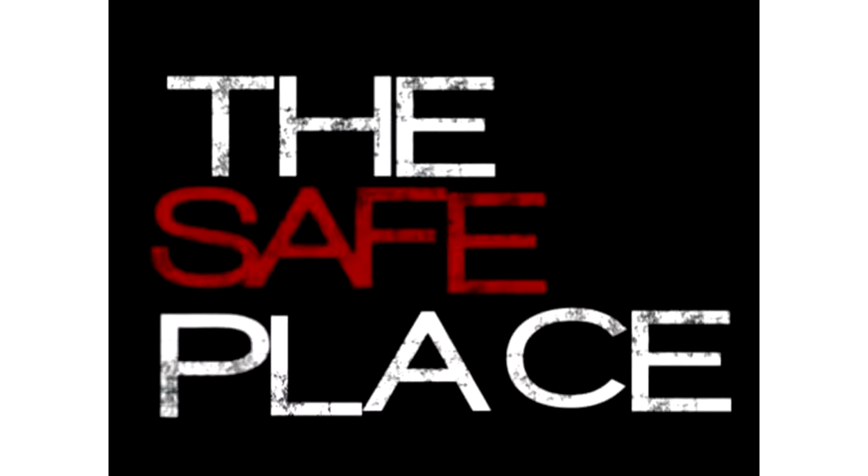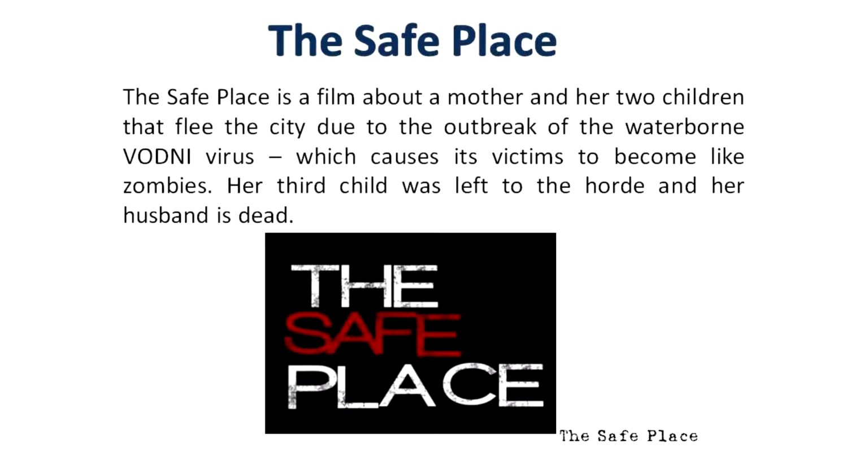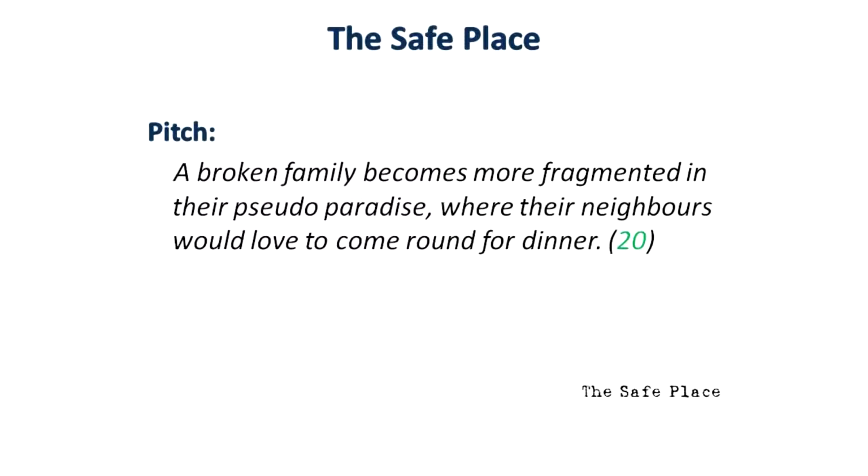The Safe Place is a film about a mother and her 2 children. They flee the city due to an outbreak of the waterborne Vodny virus. It causes its victims to become like zombies. Her 3rd child was left to the horde, and her husband is dead.